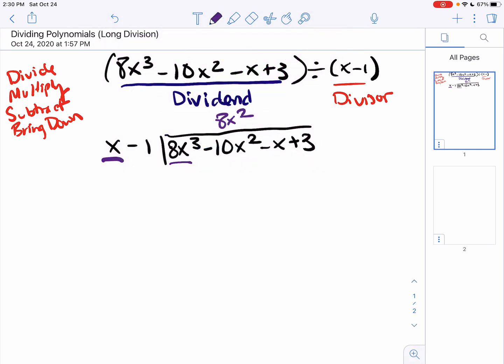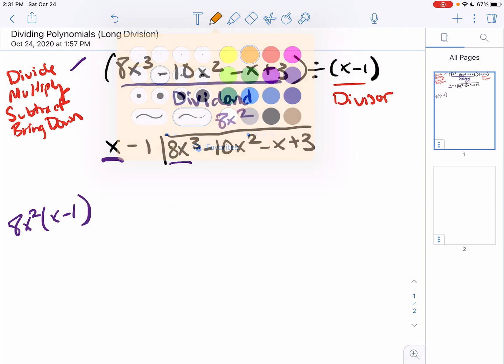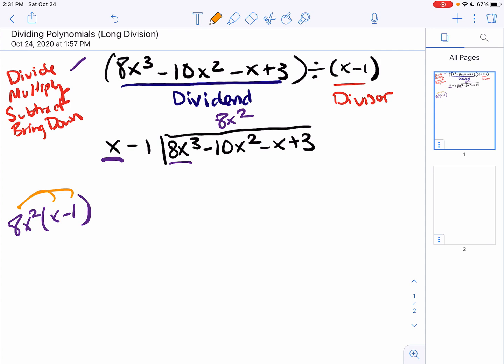So now that I get my 8x squared, I'm going to multiply. I did my division, now I'm going to multiply what I just got, 8x squared, by my divisor, the whole divisor. So it's going to look something like this. Notice we have to distribute here. We have to use the distributive property. So when we do that, I have x times 8x squared, that's going to get me 8x to the third. I have 8x squared times negative 1, I get negative 8x squared.